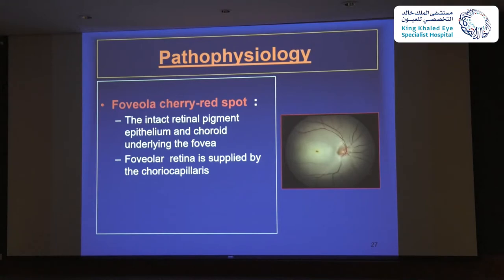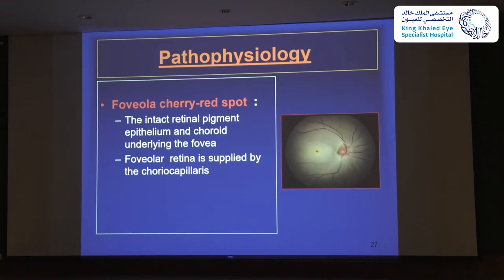So when you have this whitish or edematous retina, again, it's functional. Overall, the thin fovea usually gives you this appearance of cherry red spot, and the foveal retina is supplied by the choriocapillaris. So this is the reason why we have cherry red spots. So there are two explanations why we have this.